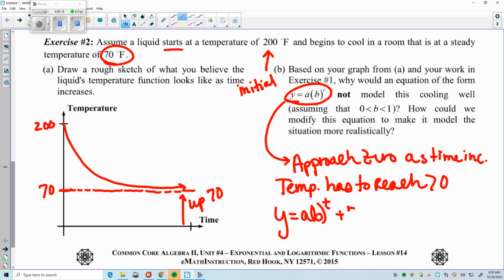If I edited that equation and said, how about plus 70, that would move this equation to be a little bit more realistic. So in general, I could say A times B to the T plus C, and in this case, C would be 70 since that's the temperature of the room. That would be an equation that would model this situation a little bit better. So if I want to move things up or down, I would either add or subtract a variable at the end of the equation.